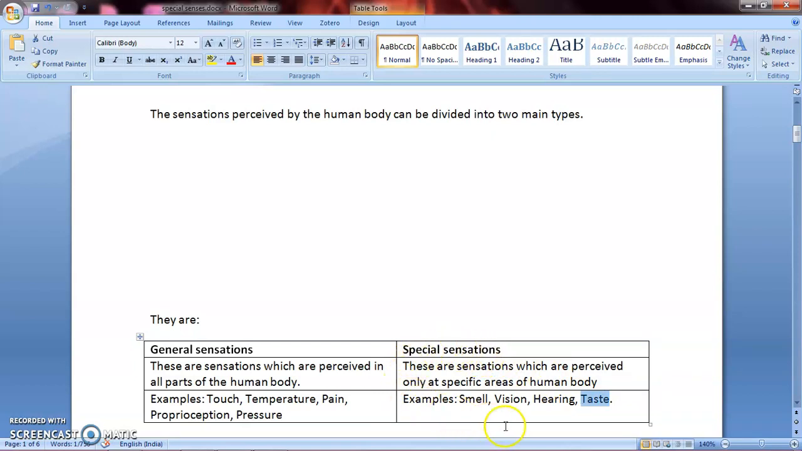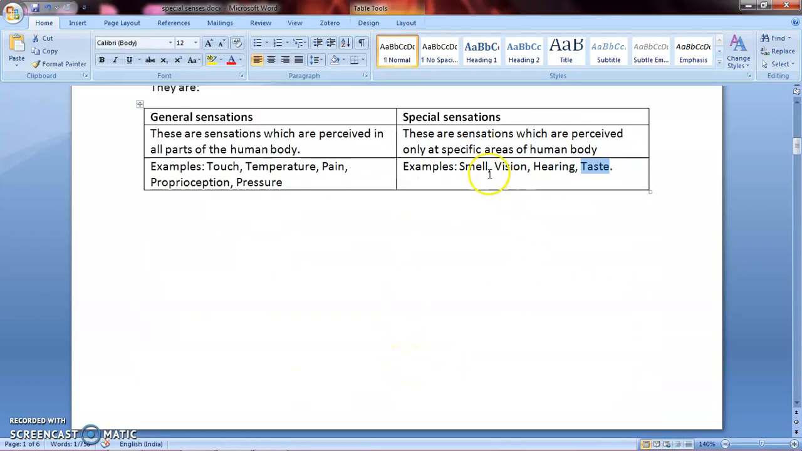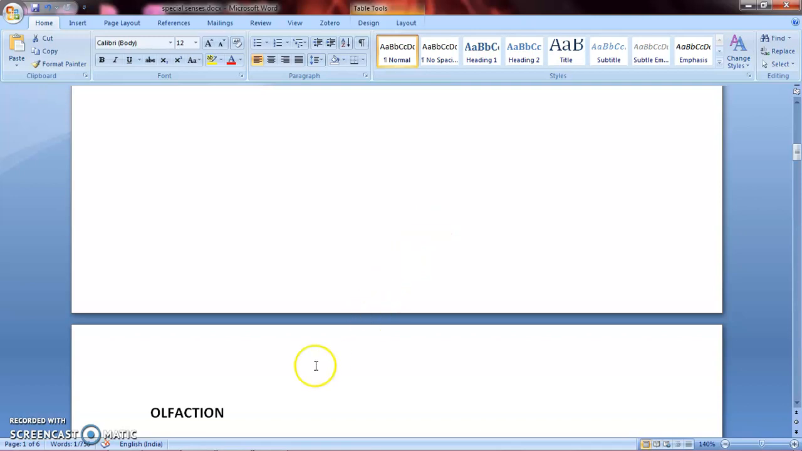So special senses are mainly concentrated in the head and neck region. General sense is present throughout the body. So these are the two main things before we start with olfaction. Olfaction, or smell, is the topic of interest for today. So what is olfaction?